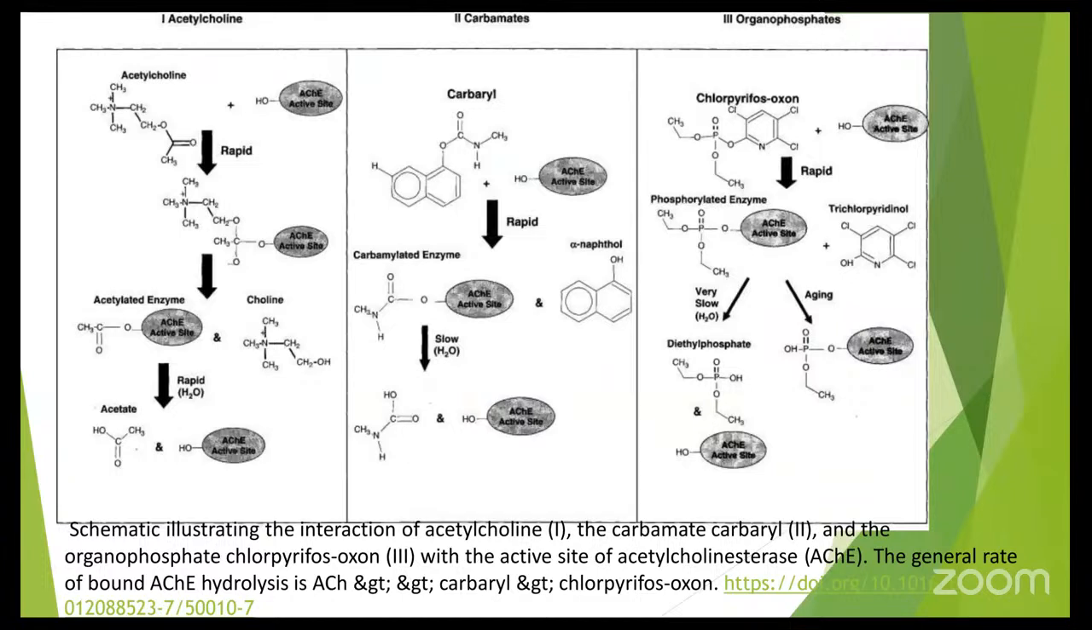And here you can see the mechanism of action of acetylcholine compared to the carbamates and organophosphates, where the carbamates react with the serine hydroxyl groups within the enzyme active site, resulting in carbamylation of this hydroxyl group and yielding a hydroxylated leaving group. Here you can see the schematic illustrating the interaction of acetylcholine, the carbamate carbaryl, and the organophosphate chlorpyrifos oxon with the active site of acetylcholinesterase. The general rate of ACh hydrolysis, everything can be seen here.